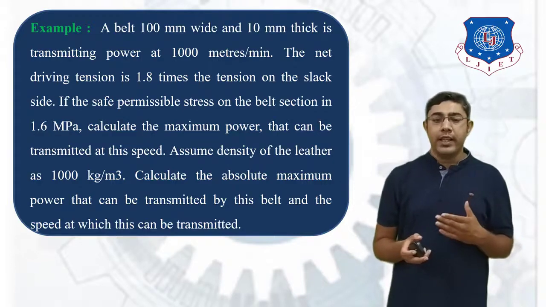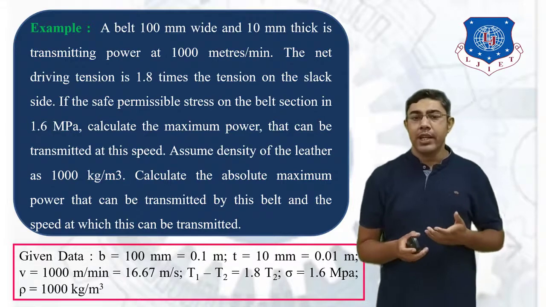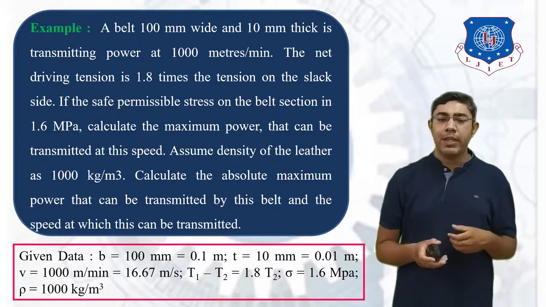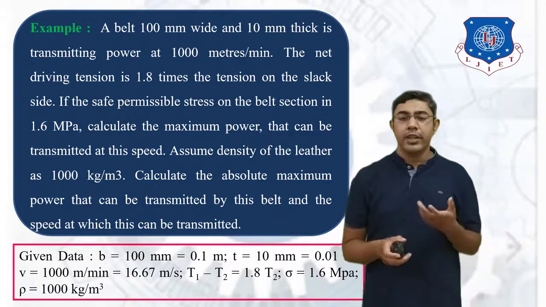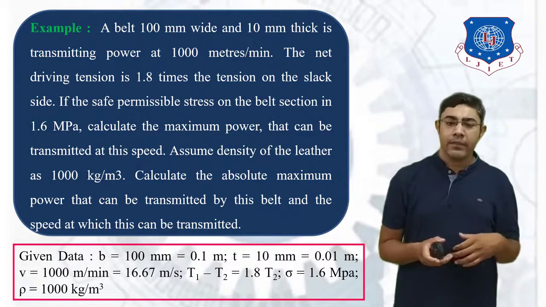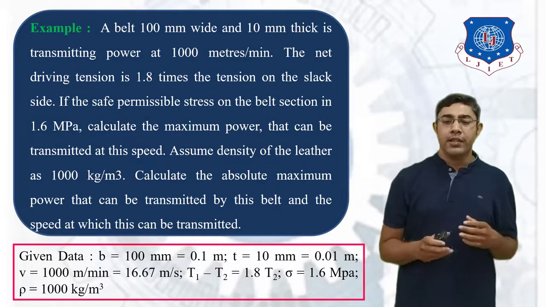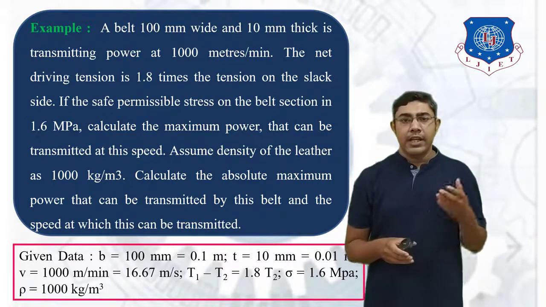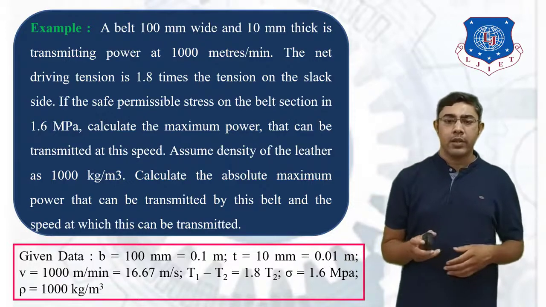So first of all, we collect the data given here. B is 100 mm, so 0.1 meter, t is 10 mm, so 0.01 meter, V is 1000 meters per minute. If we convert into meters per second, we get 16.67 meters per second. T1 minus T2 is equal to 1.8 T2 is given, sigma is equal to 1.6 megapascals is given, and density of belt rho is equal to 1000 kg per meter cube.